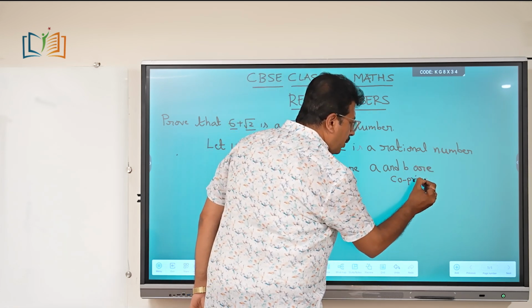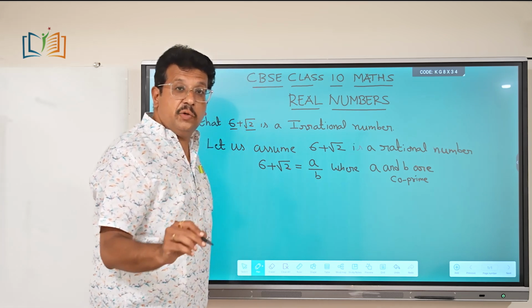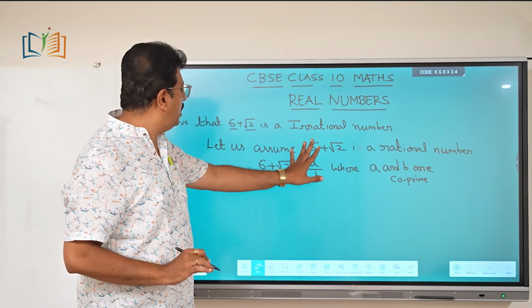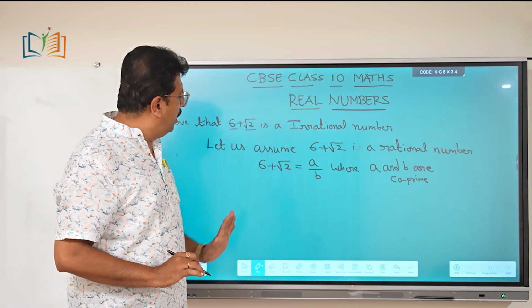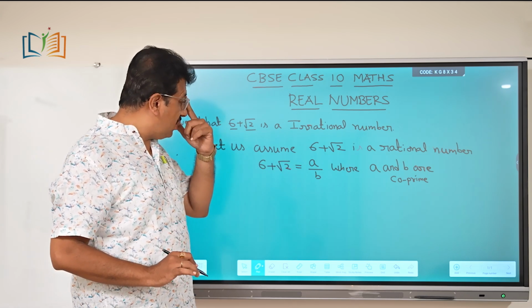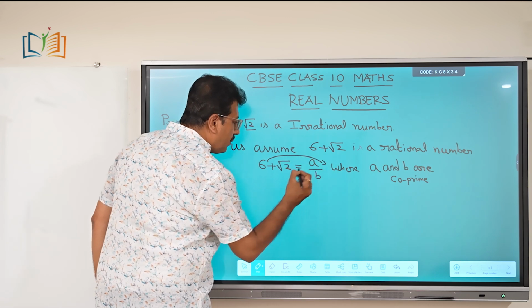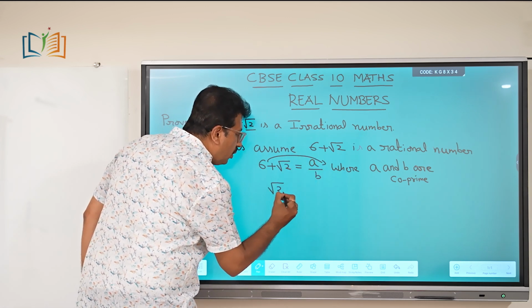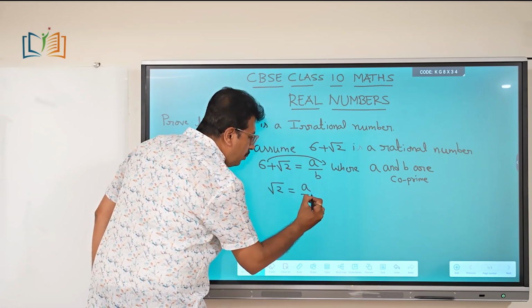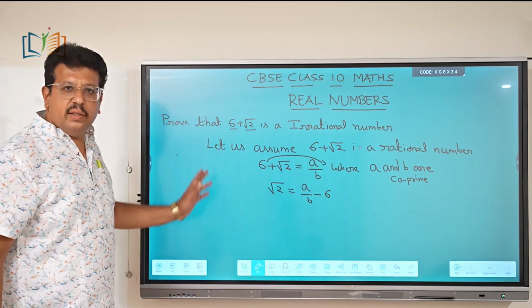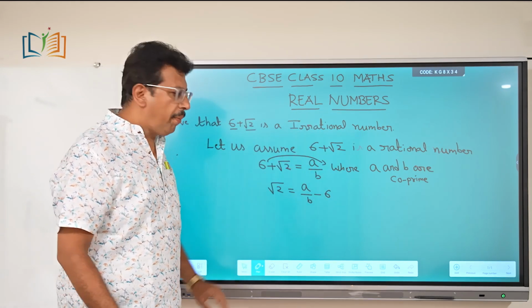When I write it's co-prime, I think everybody understands it is divisible by 1 and itself. So we have assumed this as a rational number, so we write it as a by b. After this step, the very interesting thing is that you have to bring this 6 to the right hand side. So root 2 equals a by b minus 6, because when you bring 6 to the right hand side, the plus will become minus.